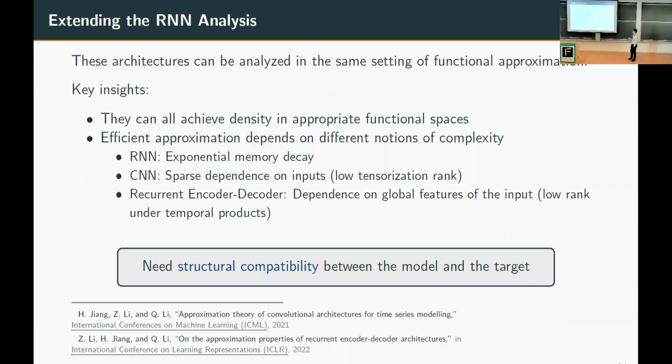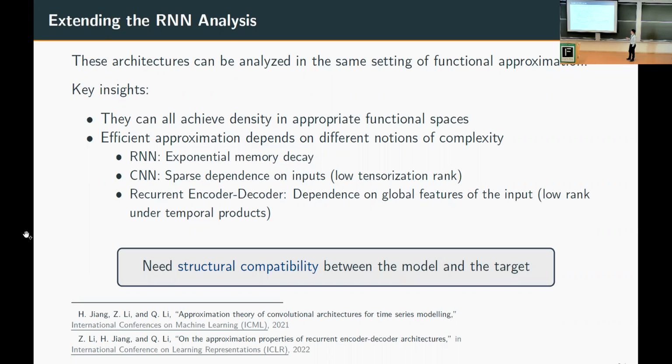But CNNs, the WaveNet, is different. It relies, in a sense, on a sparse dependence on inputs of the outputs. So if you change the inputs by a little bit, the outputs should only change at specific locations. So the dependence on input and output should be sparse. And if you think about it for the applications of WaveNet, it makes sense. If you look at a text-to-speech program, if you change the text or the speech at select locations, then the output should only change also at some specific locations. And you can make this precise by defining some tensorization rank. So I'll not go into the details, but you can take a look at our paper here.